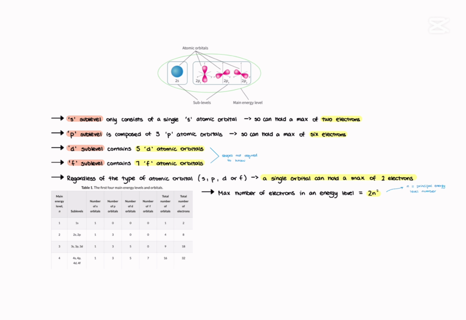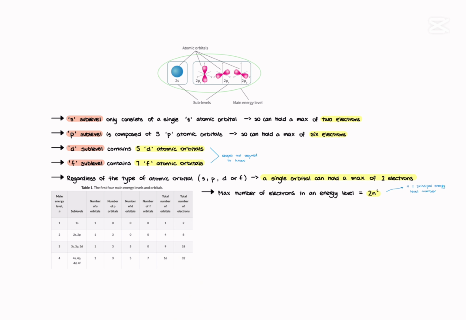As you might have figured by now, regardless of the type of atomic orbital, S, P, D, or F, a single atomic orbital can only hold a maximum of 2 electrons. So that is why when the S sublevel only has 1 S atomic orbital, it can only hold a maximum of 2 because 1 times 2 gives you 2. For the P sublevel, you have 2 times 3, which is 6, D, 5 times 2, which is 10, and F, 7 times 2, which is a maximum of 14 electrons.